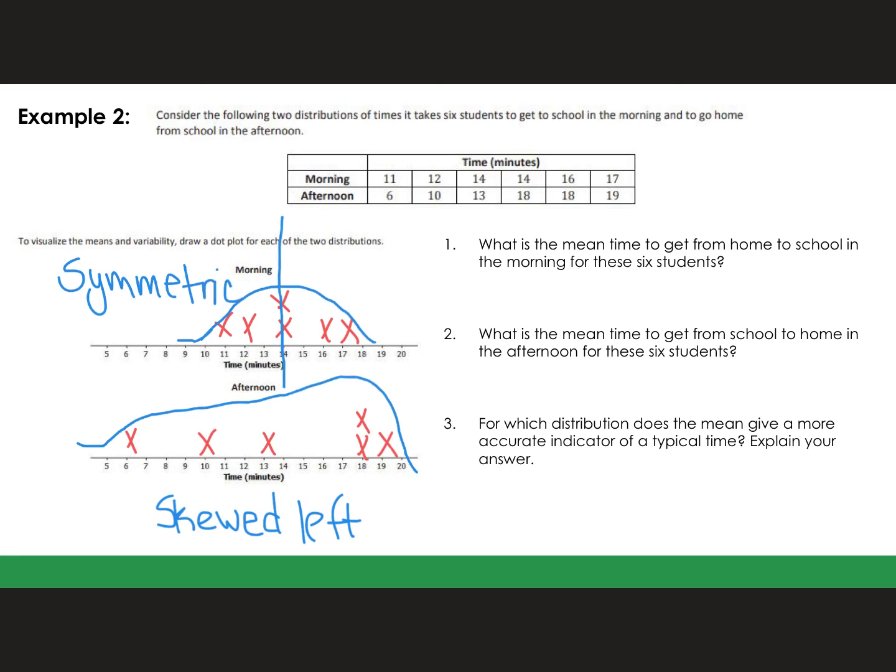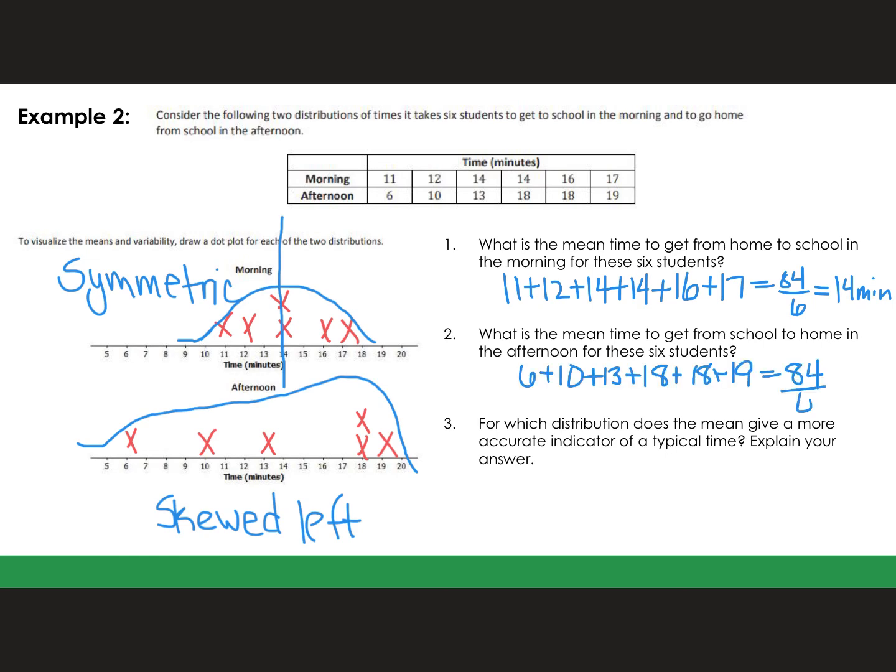What is the mean time to get from home to school in the morning for these 6 students? We learned how to find the mean, so I'm going to add, and that equals 84. I have 6 data points, so I divide by 6, and I get 14 minutes. I'm going to do the same thing for the time to get home from school. That also equals 84. I divide by 6, and I get 14 minutes.